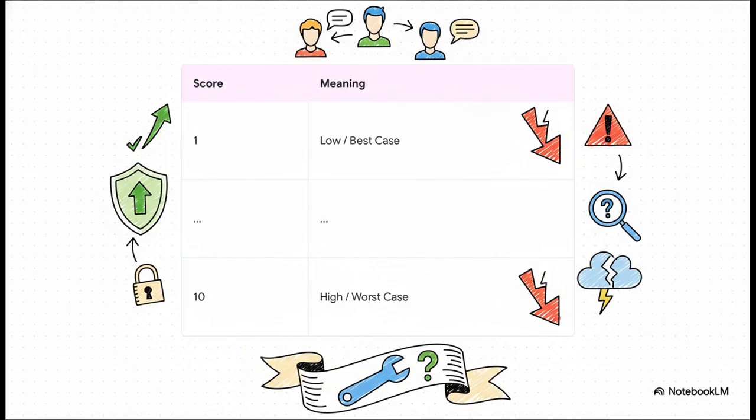A 10 is, well, your worst nightmare. Now, obviously, this is a bit subjective, which is exactly why FMEA is a team sport. You've got to get your experts in a room to agree on these numbers.